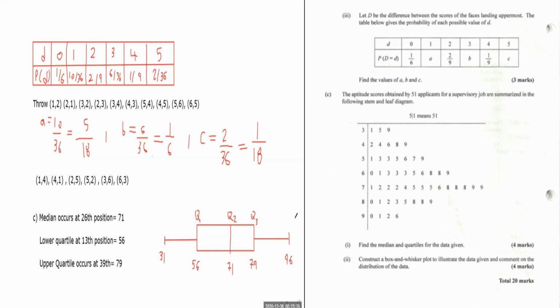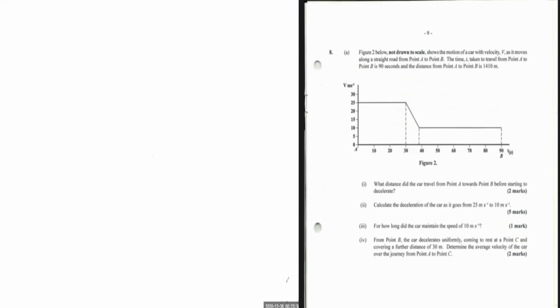Now we finally make it to the final question, question number 8. Question number 8 says, figure 2 below, not drawn to scale, shows the motion of a car with velocity v as it moves along a straight road from point A to point B. The time taken t to travel from point A to point B is 90 seconds and the distance from point A to point B is 1,410 meters.